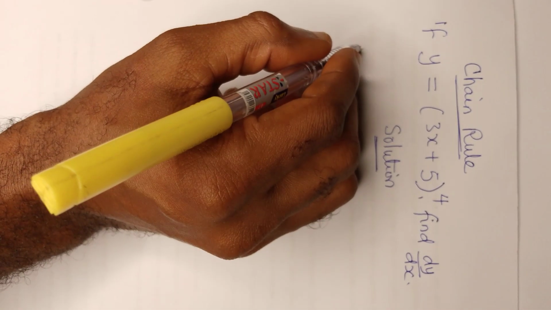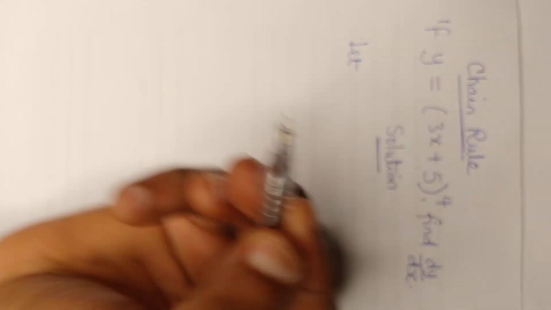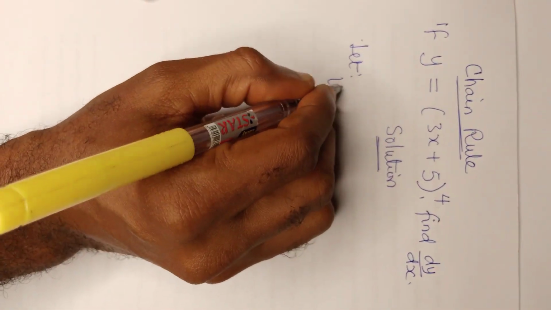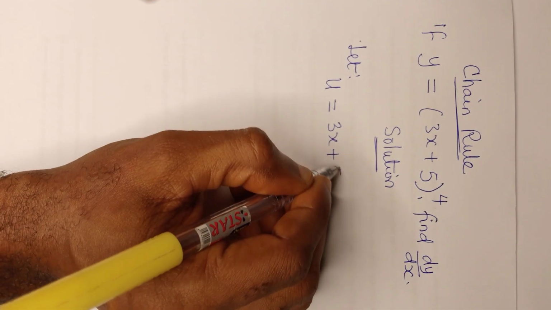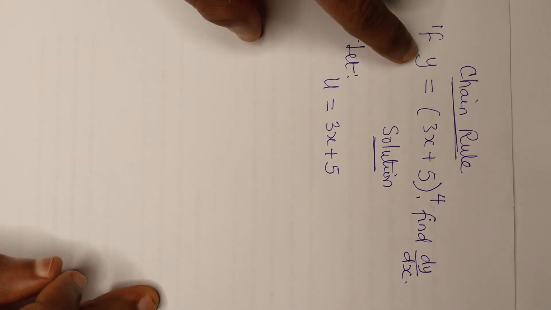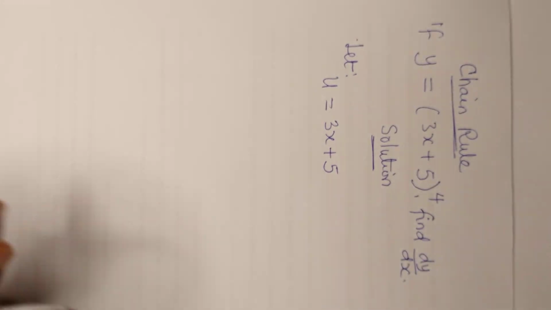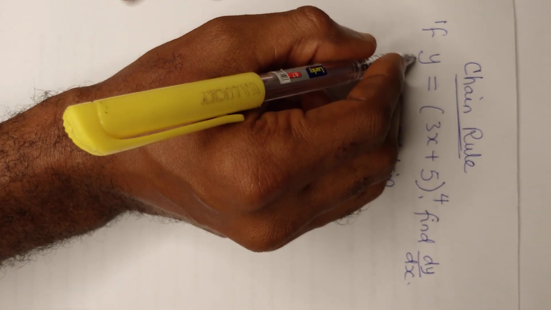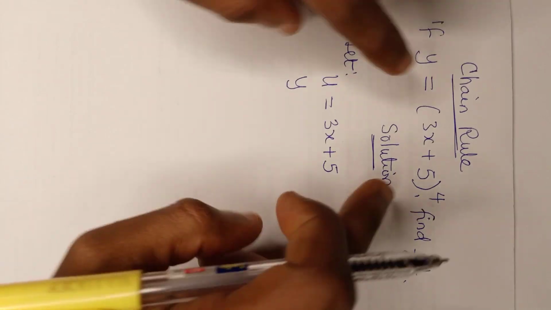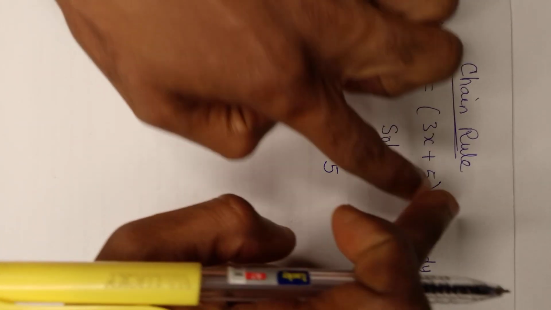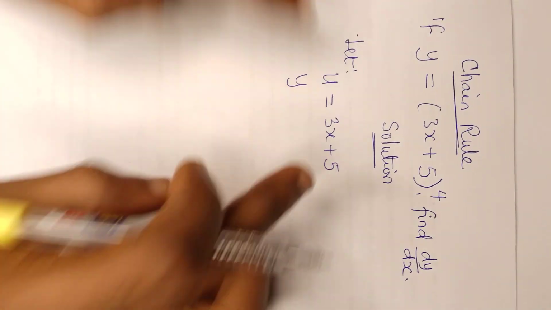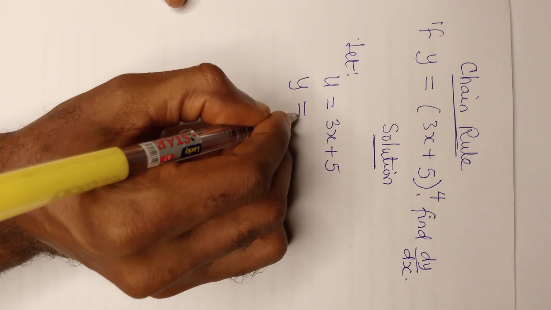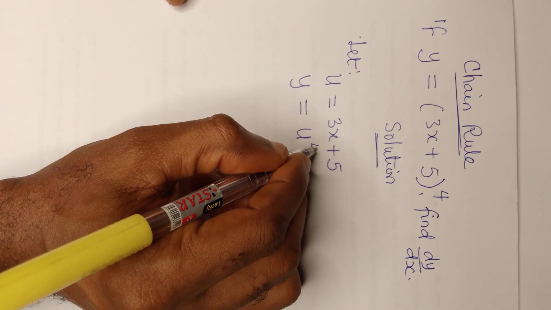First we can say, let u equal everything that is inside the bracket. So we have 3x + 5. And so if u is equal to everything inside the bracket, it means that y, since y is equal to everything inside the bracket raised to the power of 4, and we now have a u to represent everything inside the bracket, y will now be u raised to the power of 4.